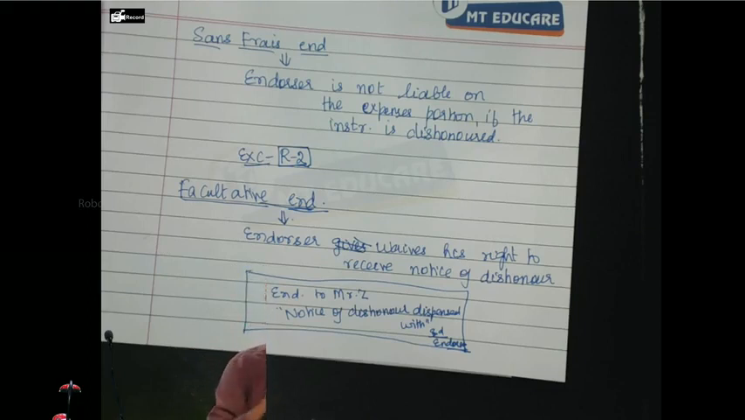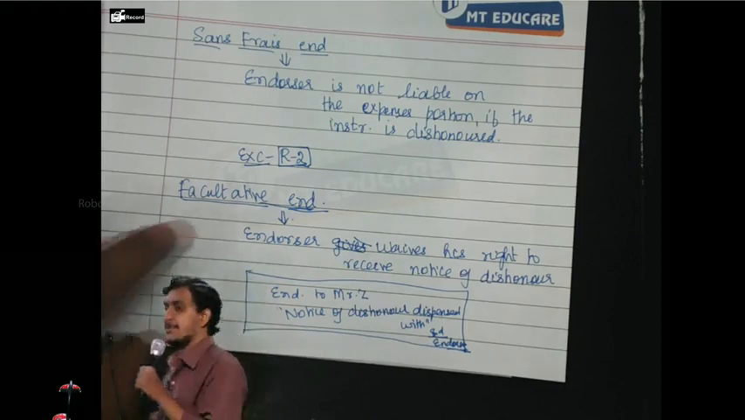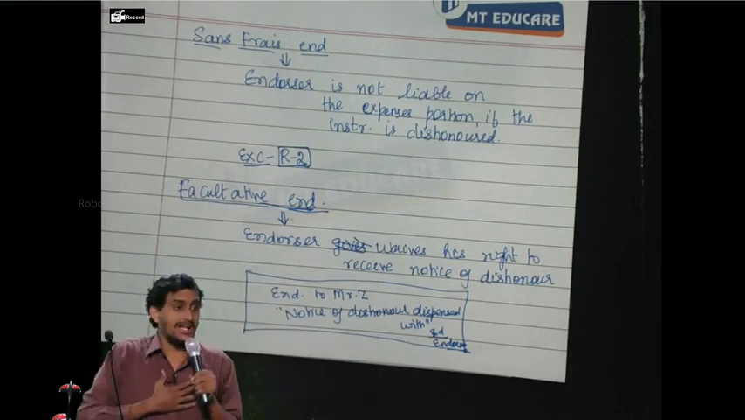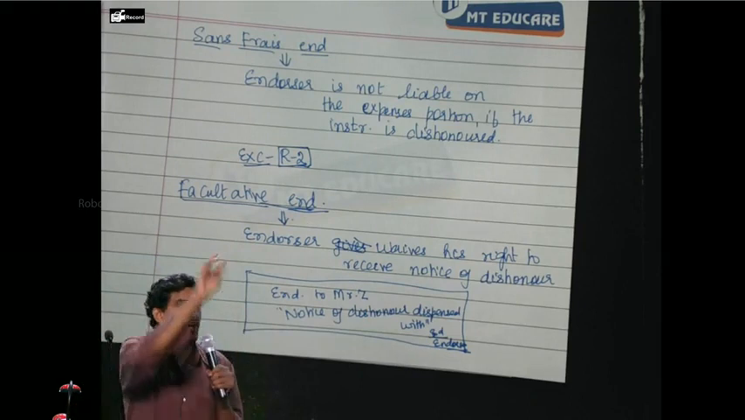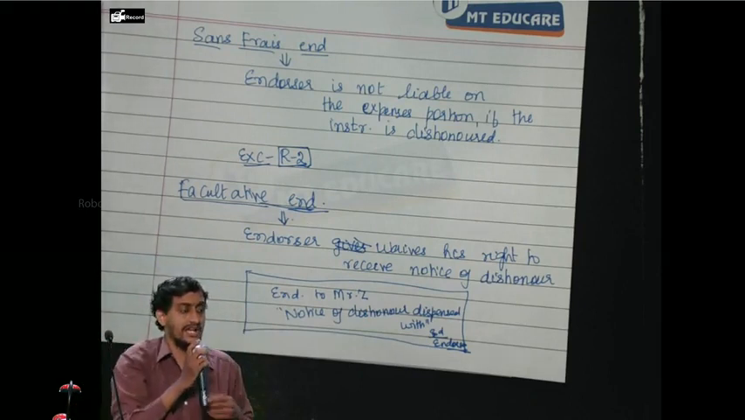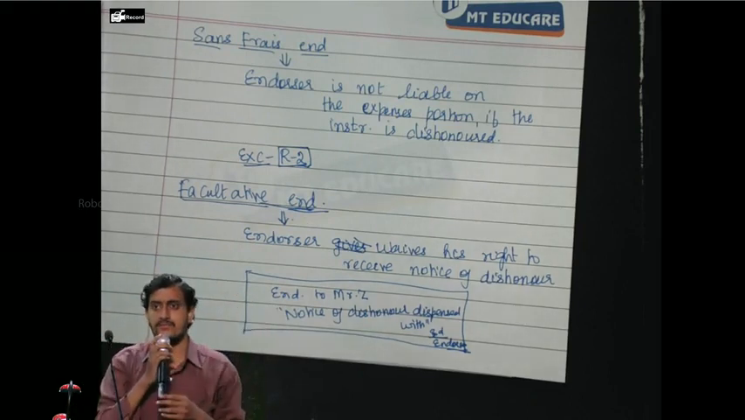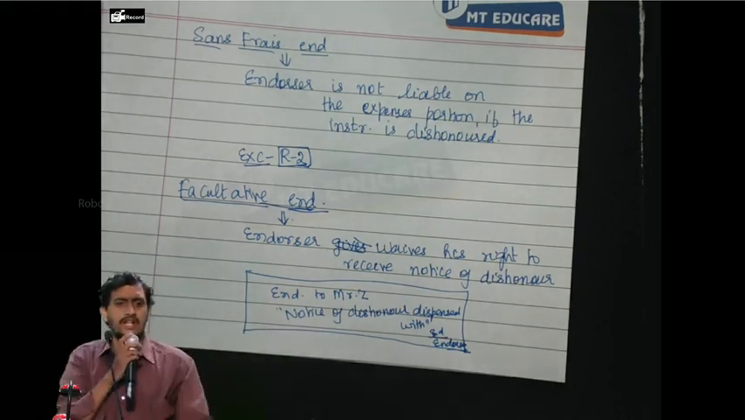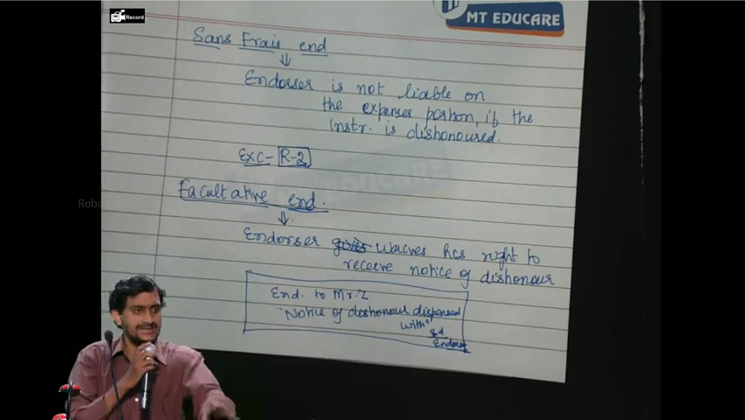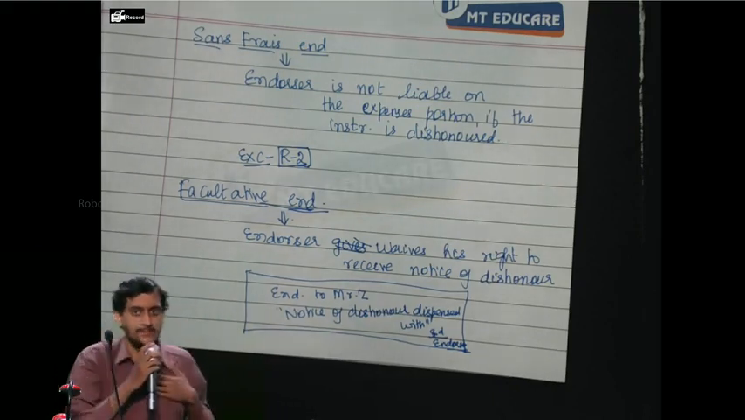Correct? Yes, in a facultative endorsement, what happens? The endorser is saying, whether you give notice of dishonor or you don't give notice of dishonor, I am liable. Endorser is giving up his right. I don't want notice of dishonor here. Whether you give notice or you don't give notice, I accept my liability.